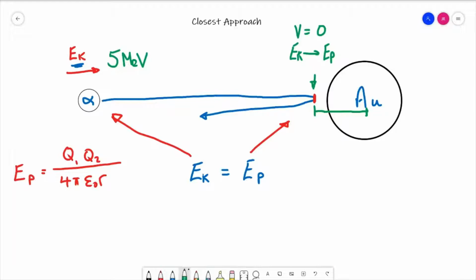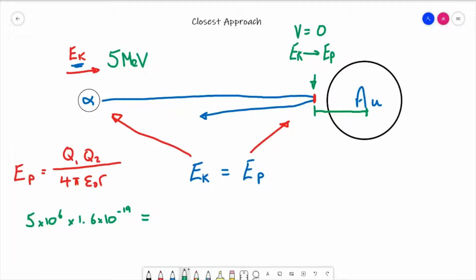Firstly then, for kinetic energy, we've got 5 mega electron volts, so that's 5 times 10 to the 6, but obviously we need to convert that into joules by multiplying by 1.6 times 10 to the minus 19. That will equal the potential energy, which is given by the equation in red just above what I'm writing. Let's start to substitute some numbers in then.